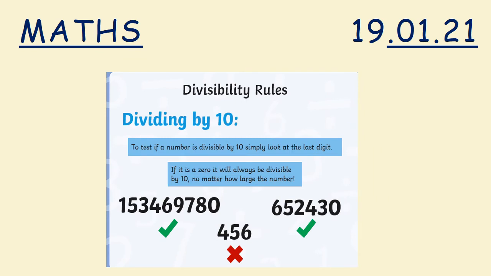Dividing by 10. The test if a number is divisible by 10, simply look at the last digit. If it is a 0, it will always be divisible by 10, no matter how large a number. So if it's 0 at the end of any number, doesn't matter how long the number is, it's always possible to divide it by 10.